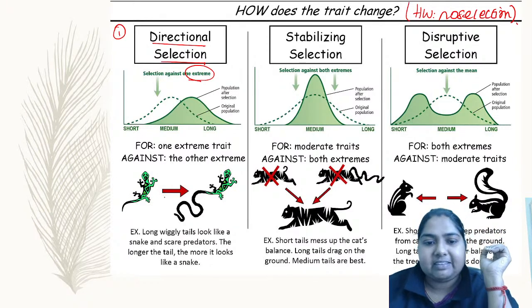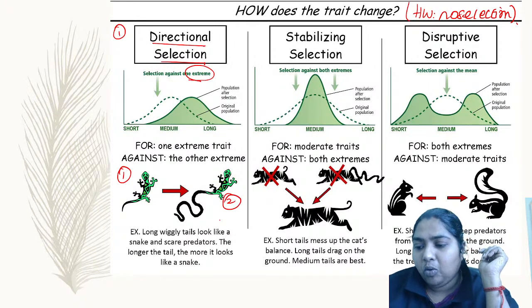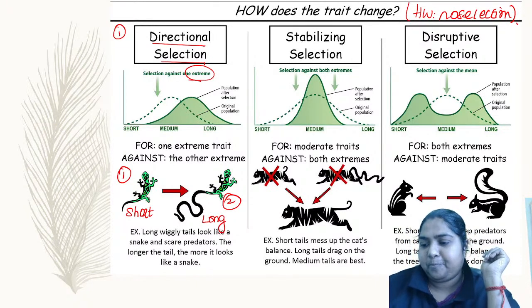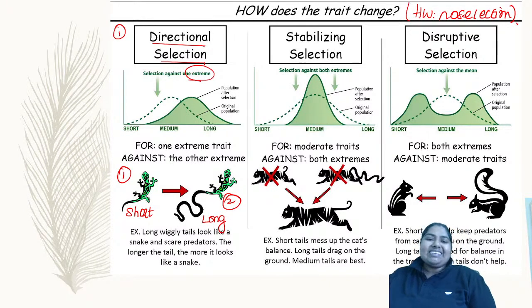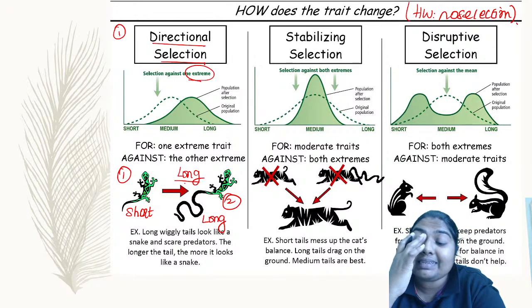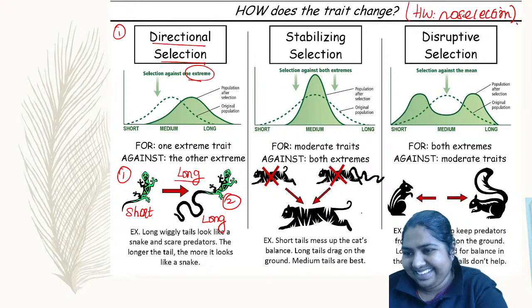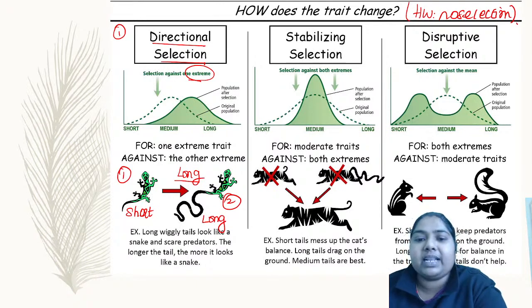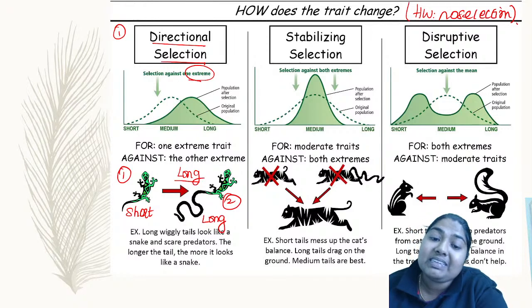See these 2 lizards. This is lizard number 1, this is lizard number 2. Compared to this one, this has a very short tail, and this has a very long tail. Which one is scary for you? The one with the long tail, isn't it? If an animal has a very long tail, it is really going to scare you because it looks like a snake. Short tails are not scary. Lizards survive when they have good mimicry. Predators will come and see, oh my god, it is a long tail, it looks like a snake, and go away. So this trait is favored.